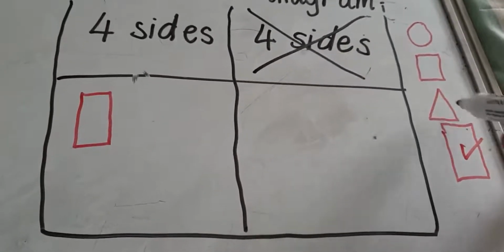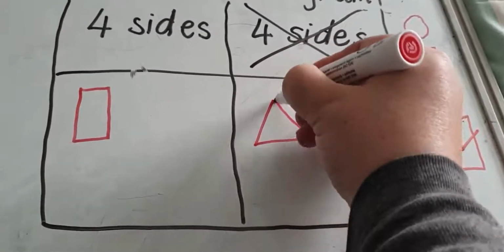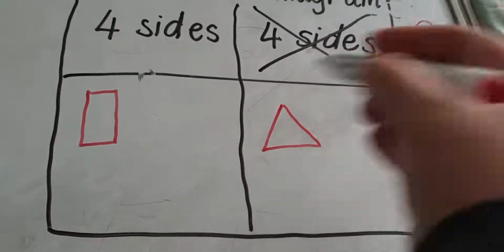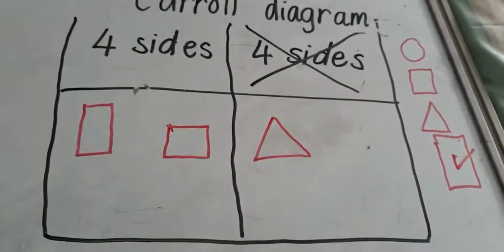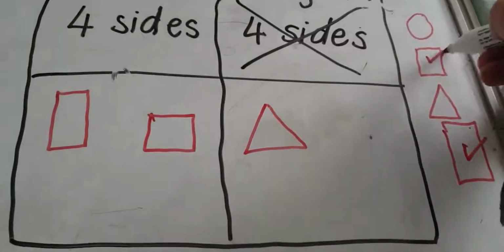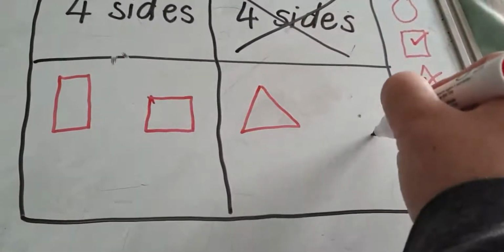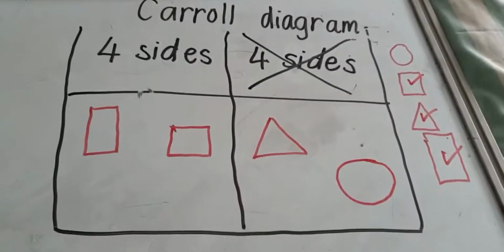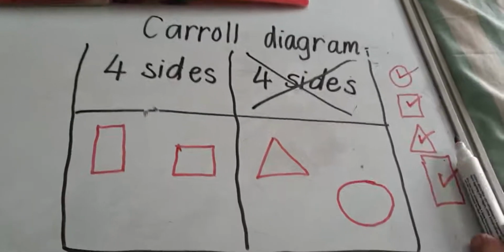Triangle, 1, 2, 3. It doesn't have 4 sides, so it stays there. Square, 1, 2, 3, 4. Of course, we know that. It goes in the 4-sided shape column. I've done those two. And circle doesn't have 4 sides. Okay, so I've organised my information into a Carroll diagram.